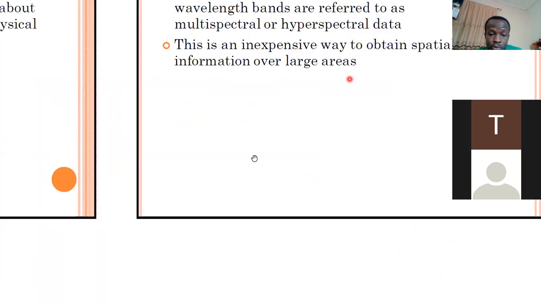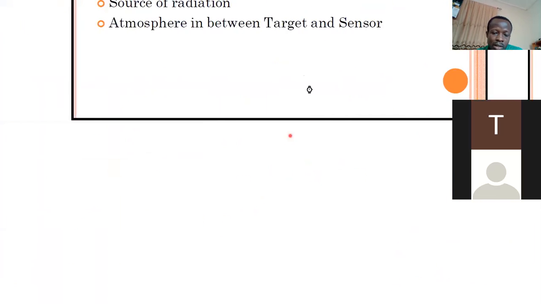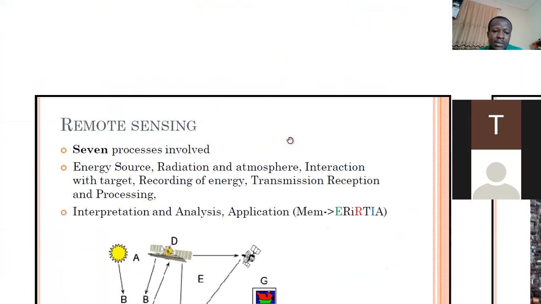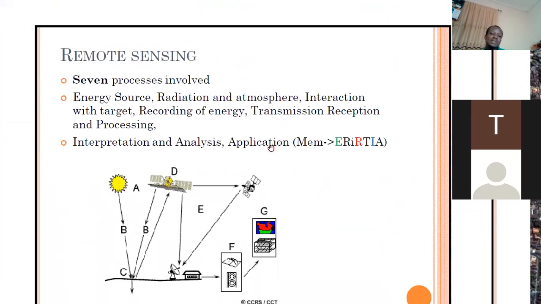So it's very, very good. Remote sensing, a good data source. But let's understand how it works. Okay. So this picture tells you, this particular slide is about remote sensing and how it works. So look at it carefully. I've just talked about it, but I'll go over it again.